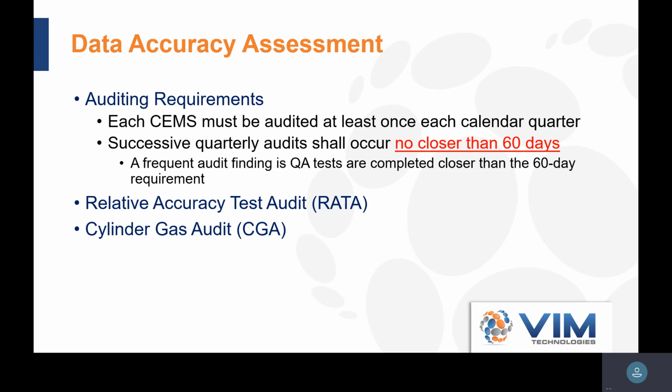Another finding that we have a lot is that your QA tests have to be 60 days apart, or 2 months apart. When I do audits, I'll compare the CGA to the last CGA, or the RATA to the previous CGA, and often I find it's 58 days or 57 days. It's not quite 2 months. If you're using something like SAP to schedule these tasks, or some other mechanism to send out work orders, ensure that they're separated by 60 days or greater.